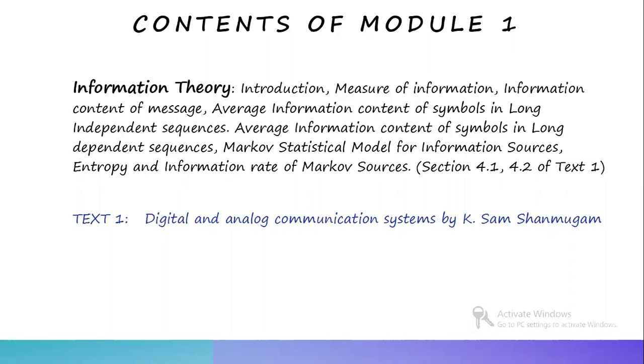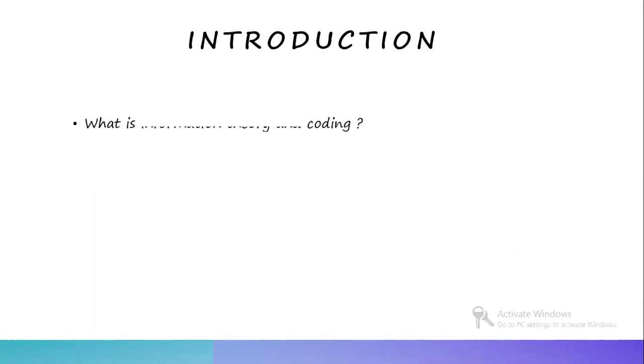The textbook to be referred for Module 1 is Digital and Analog Communication Systems by K. Sam Shanmugam. Before going into actual content of Module 1, we need to know what is basically information theory and coding. Before knowing what is information theory and coding, we need to know what is information. The meaning of the word information in information theory is basically a message. Information is the source of communication system, which might be voltage or current or power, speech, picture, anything.